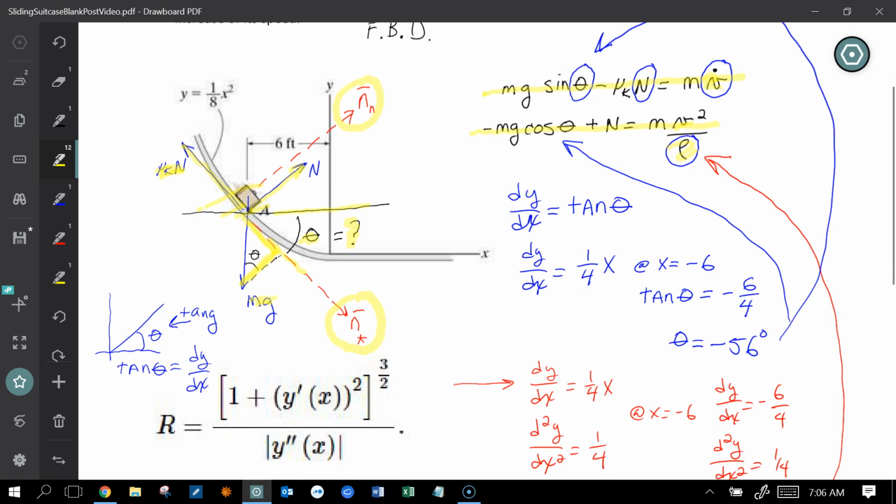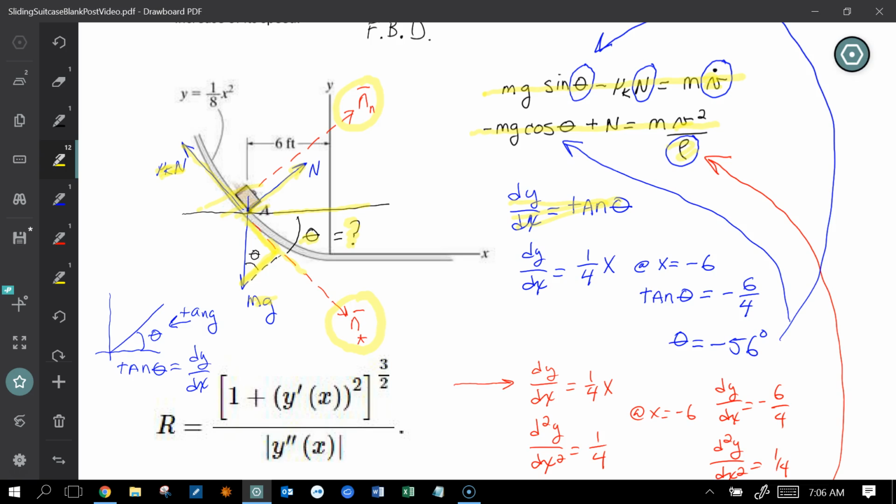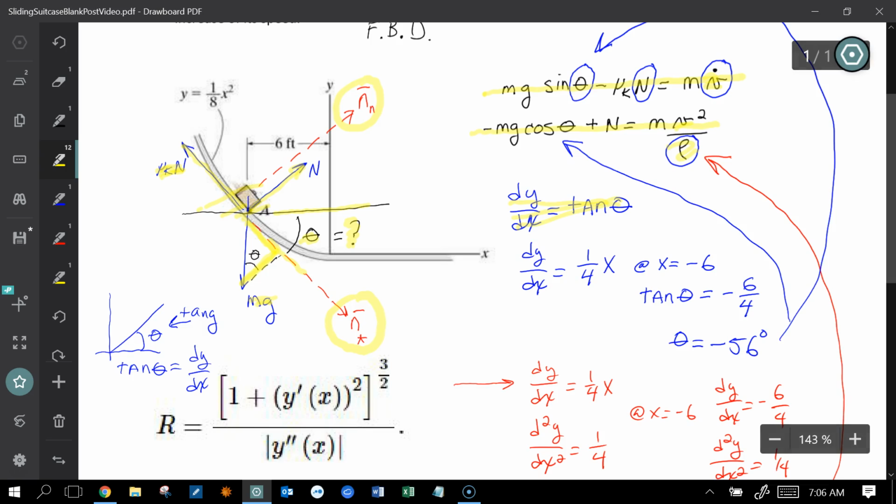Okay, from calculus, I remember that the derivative of a function like this is equal to the tangent of the angle between the horizontal axis and the tangent line. The positive angle, here's a diagram of it over here. The positive angle is defined in this way. So positive angle theta is counterclockwise. And the tangent of that angle is dy dx.